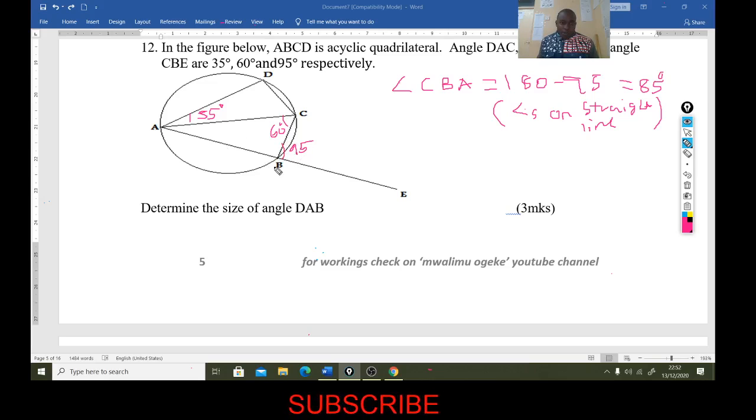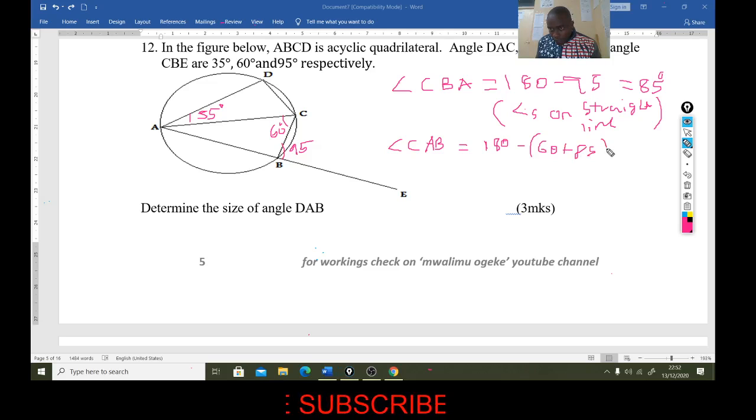or CAB, angle CAB. If I get angle CAB equals 180 minus 60 plus 85, so this gives you 180 minus, this is 145, 180 minus 145, that gives you 35 degrees.